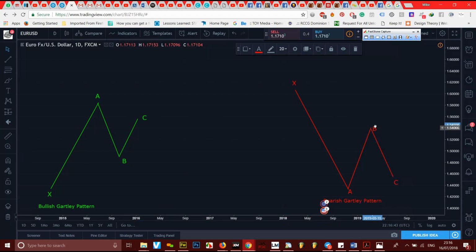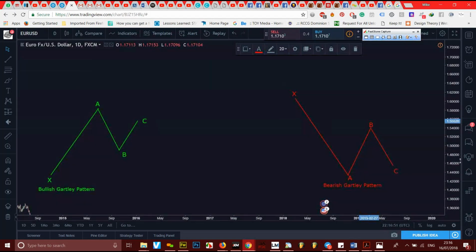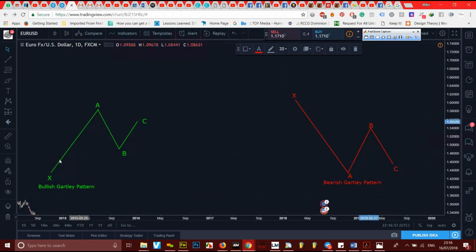I'm trying to use this color so it just pretty much differentiates it from the other pattern. So this is the bullish and this is the bearish. As you can see, it's the direct opposite of this one. Now the market came up, it pulled back, and now went up. So this right now, what are we looking for? What should be the level of this pullback?